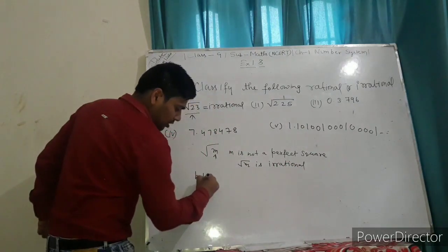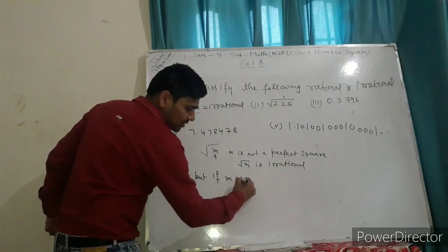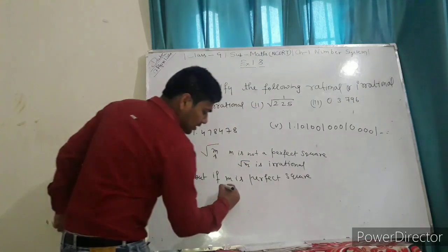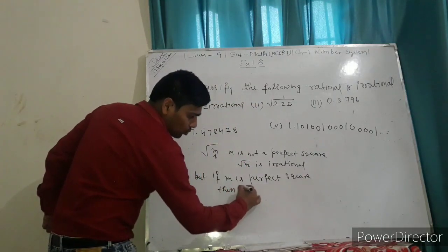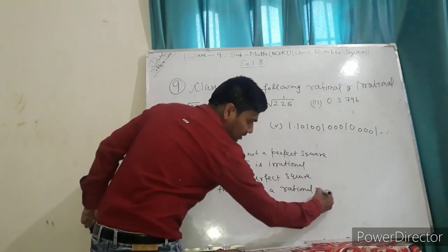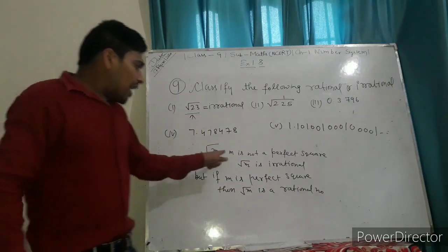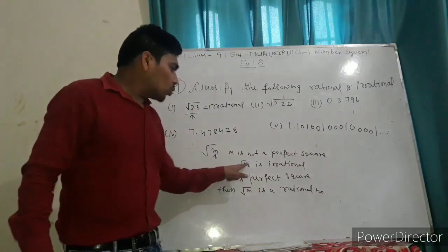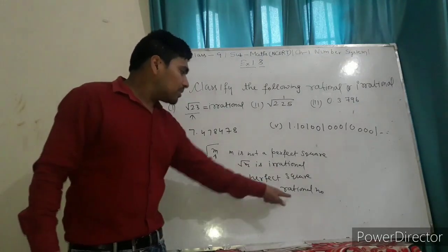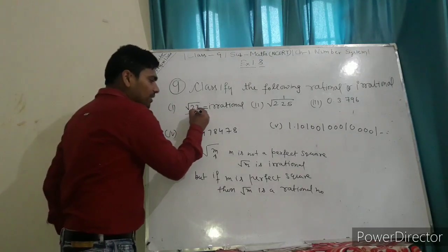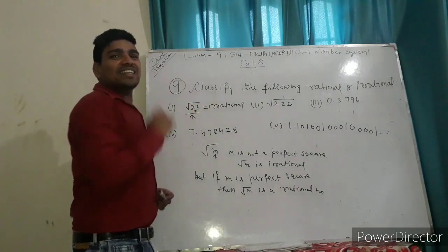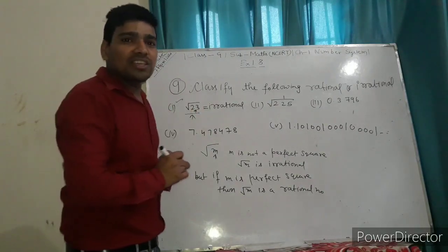But if m is a perfect square, then root m is a rational number. Okay students, if m is not a perfect square, root m is irrational. If m is a perfect square, then root m is a rational number. So 23 is not a perfect square, so root 23 is an irrational number. Are you getting it?